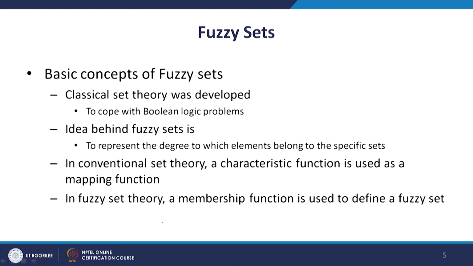However, in fuzzy set theory we use a membership function. Because we are allowing partial membership to a particular set, the main idea is actually the membership function, a function which can quantify this degree of belonging to a particular set. So, that is why in fuzzy set theory a membership function is used to define a fuzzy set. So, there is a slight difference in that sense.